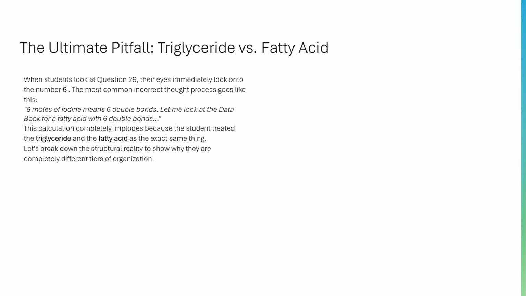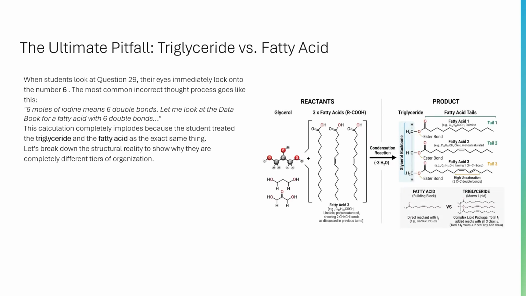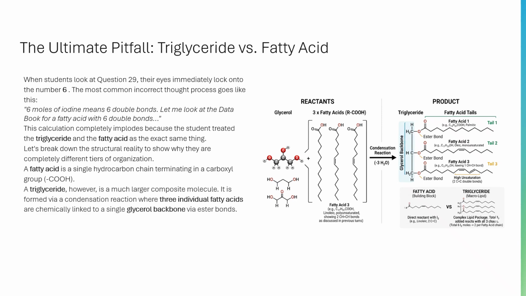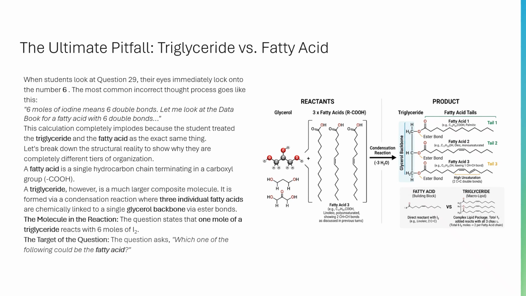Let's break down the structural reality to show why they are completely different tiers of organization. A fatty acid is a single hydrocarbon chain terminating in a carboxyl group, COOH. A triglyceride, however, is a much larger composite molecule. It is formed via a condensation reaction, where 3 individual fatty acids are chemically linked to a single glycerol backbone via ester bonds. The question states that 1 mole of a triglyceride reacts with 6 moles of I2. The target of the question asks, which one of the following could be the fatty acid?